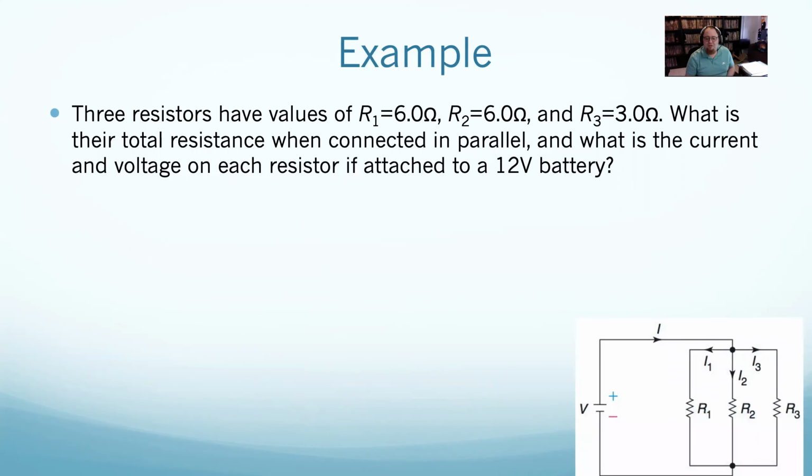And let's say I have 3 resistors in parallel, a 6 ohm, another 6 ohm, and a 3 ohm. What is the total resistance when connected in parallel? And what is the current and voltage on each resistor when hooked up to a 12-volt battery?